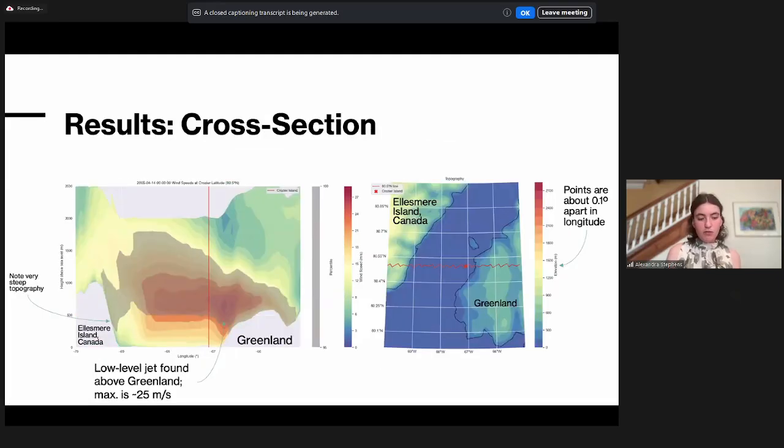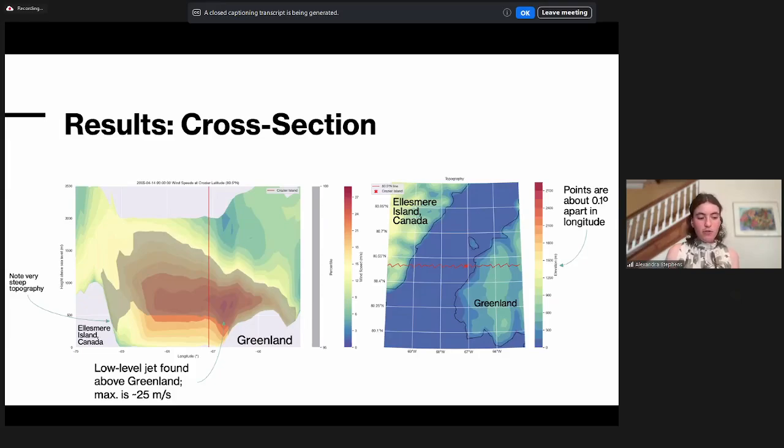So as you can see in the right plot here, we're again using the closest points to the 80.5th parallel here, and the points are about 1/10 of a degree apart from each other. This is about 1.8 kilometers at this latitude. Also of note is the steep topography on both sides of the strait, as seen in the cross-section on the left, especially the Ellesmere Island side.